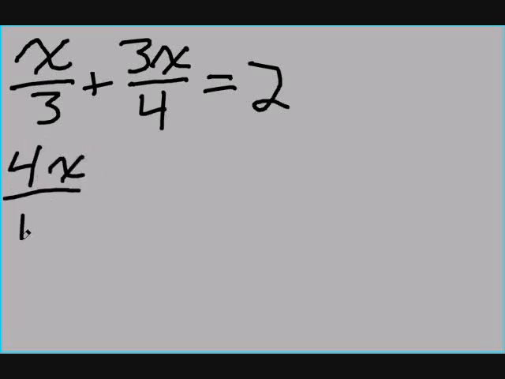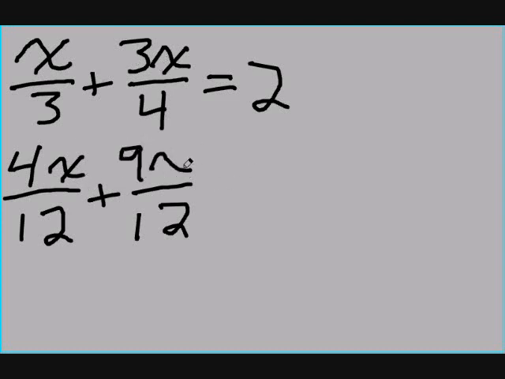over 4 times 3 is 12 plus, now to get 12 on this part, we need to multiply top and bottom by 3. 3 times 4 will give us 12 on the bottom. 3 times 3x will give us 9x on the top. Right? Again, just making common denominators. It still equals 2.